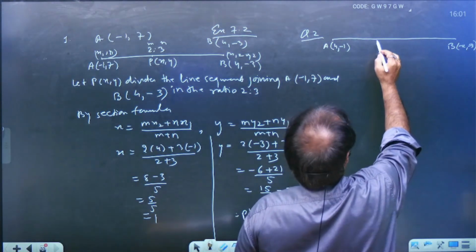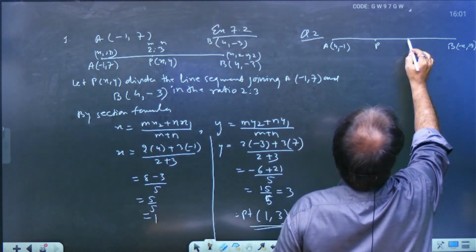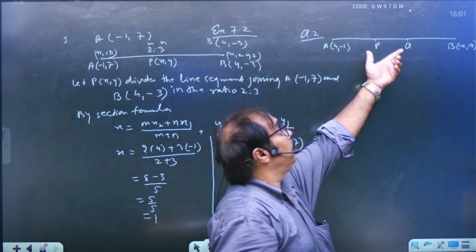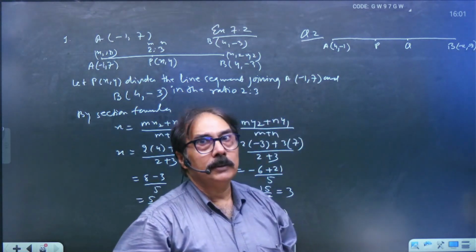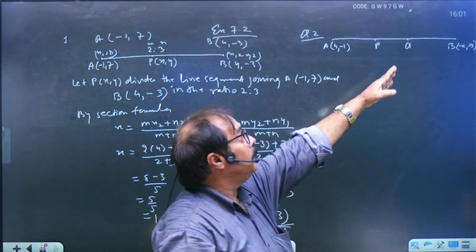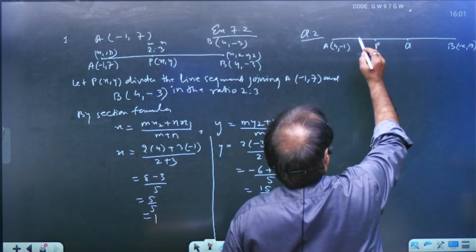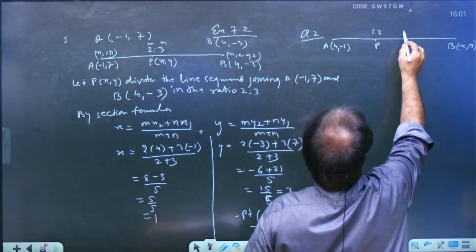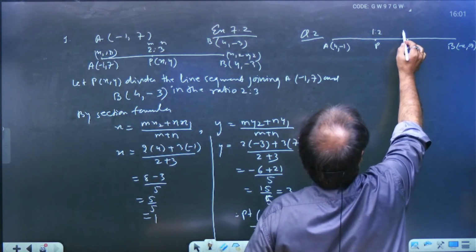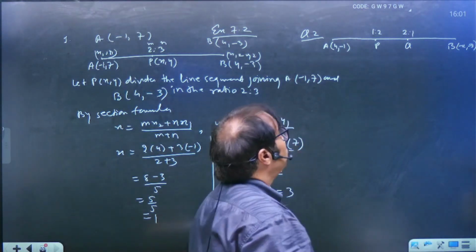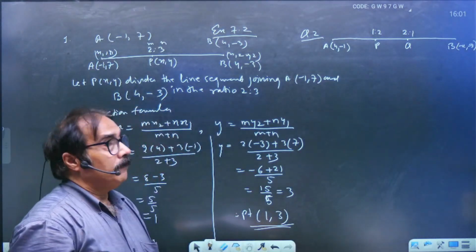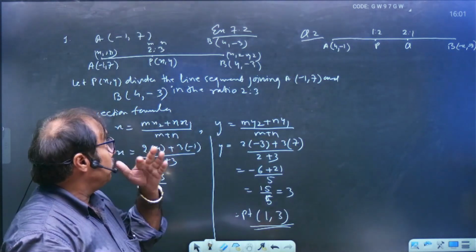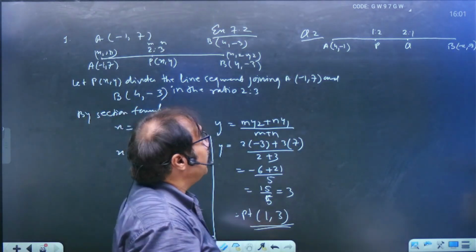Now trisection. Suppose this point is P and this point is Q. Trisection means 3 equal parts. AP is 1 part, PQ is the second part, QB is the third part. So it is divided into 3 parts. So what about the ratio of AP to PB? This is 1 to 2. And what about Q? This will be 2 to 1. So to find the coordinates of P, we will take m equal to 1 and n equal to 2 and apply the section formula. You will get the coordinates of P.